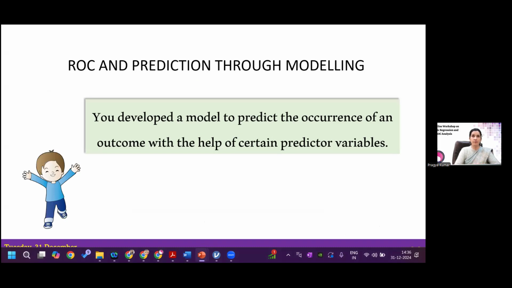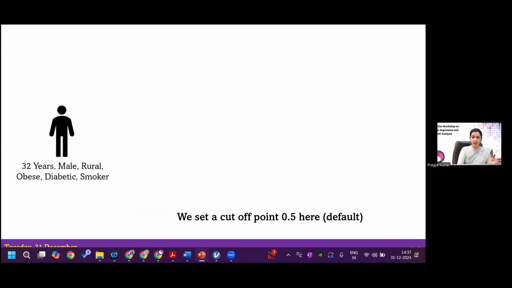So, ROC and prediction through modeling, again, we will try to discuss that. But on day one, we discussed that if we develop a model to predict the occurrence of an outcome with the help of certain predictor variables, like we did for the surgery cancellation, the odds of surgery cancellation, and all the predictors were like gender, the days of admission, and then the type of anesthesia, whether it is general anesthesia or regional anesthesia, or type of surgery, whether it is a planned surgery or an emergency surgery. So using those predictors also, I can predict about a person.